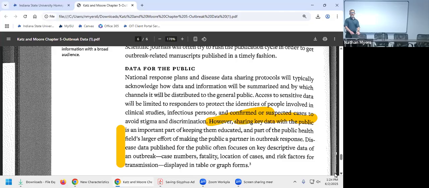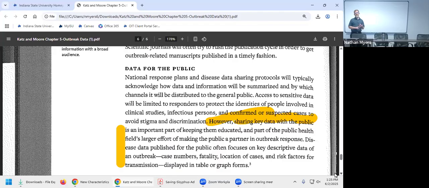As far as data in the public, sharing key data with the public is an important part of keeping them educated, and part of the public health field's larger effort of making the public a larger part of the effort, a partner in outbreak response. Disease data published for the public often focuses on key descriptive data of an outbreak: case numbers, fatality rates, location, and risk factors displayed in a table or graph form.